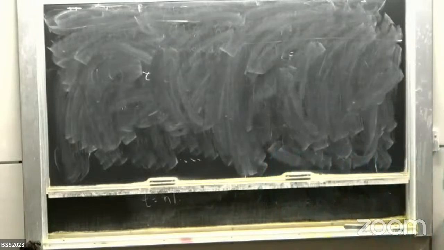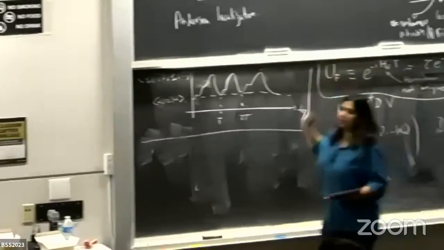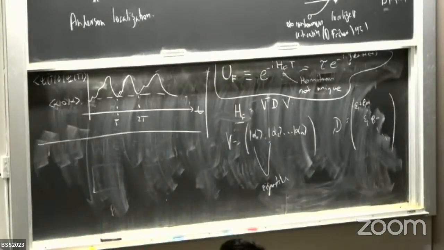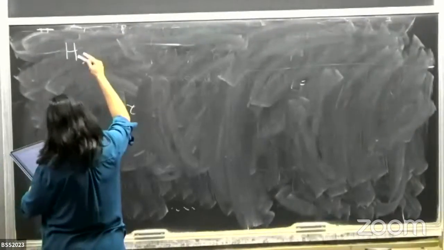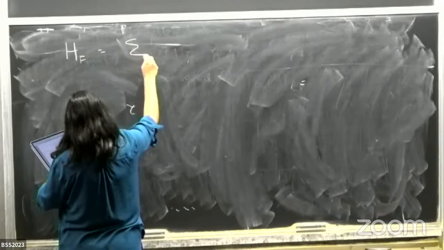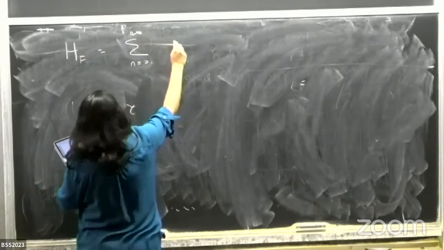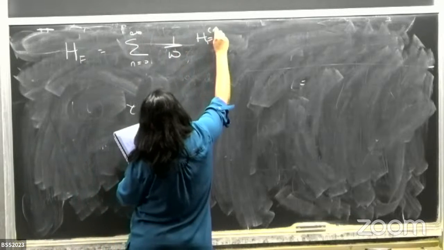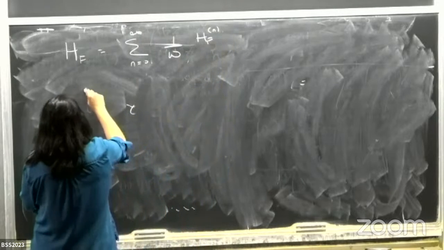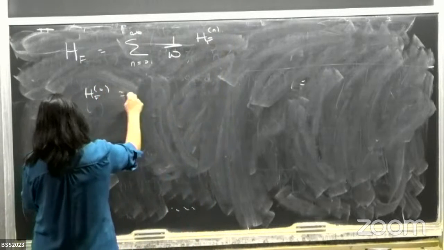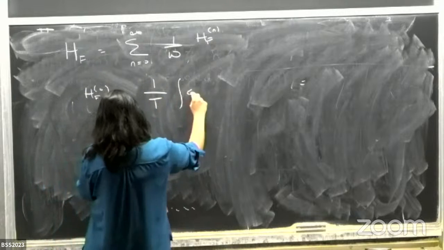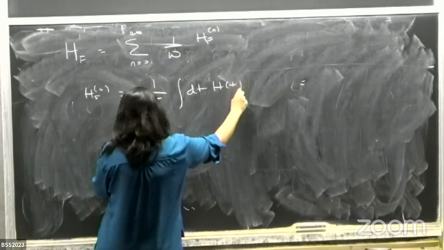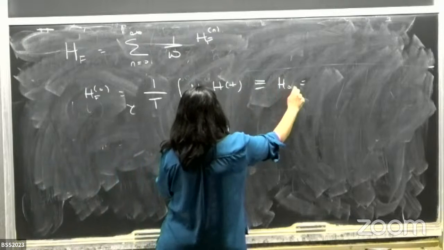So I take this expression here, which is U Floquet defining an H Floquet. I expand it order by order, and what I get is that H Floquet can be written as a series. H_F^(0) is just the time average, (1/T)∫dt H(t). This will define H naught.